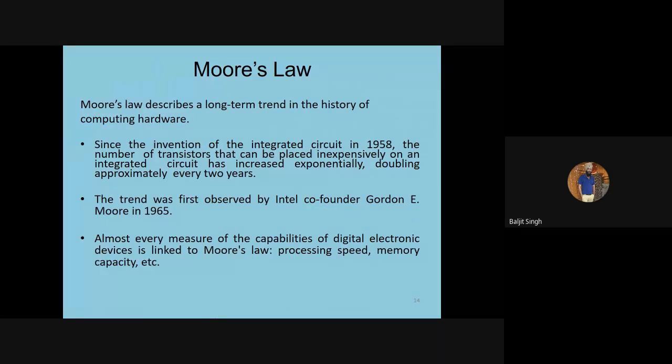Coming to Moore's law, you all might have studied it in theory, but we'll see how this law has been defied, or we can say surpassed, by current generation processors and embedded systems. So first of all, some basic information about this. It describes a long-term trend in the history of computing hardware. This trend was first observed by Intel's co-founder Gordon E. Moore.